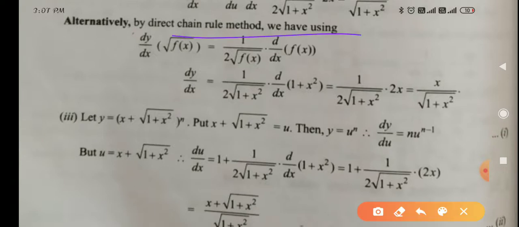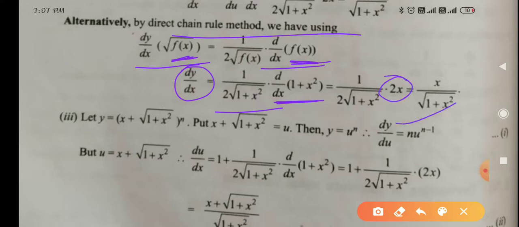You can see dy upon dx of under root f(x) equals 1 upon 2 under root f(x) into d upon dx of f(x), because this is a function of x. So here dy upon dx is 1 upon 2 under root 1 plus x square, because it was not x, so its differentiation again in multiplication you are taking. Its differentiation will come 2x. So by simplifying, x upon under root 1 plus x square.